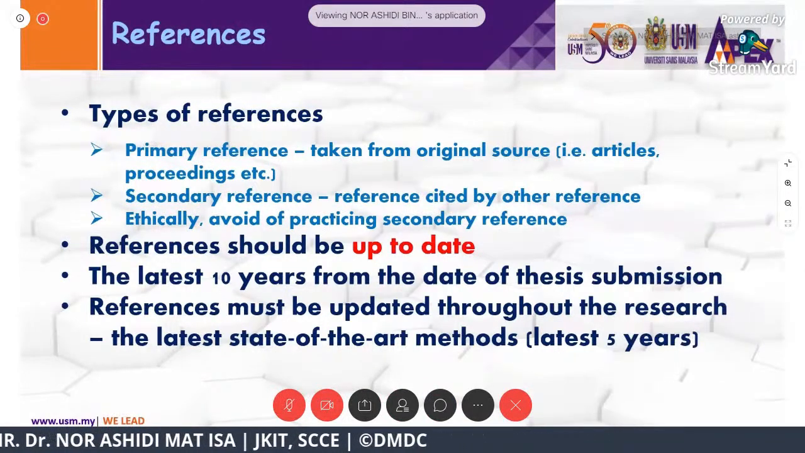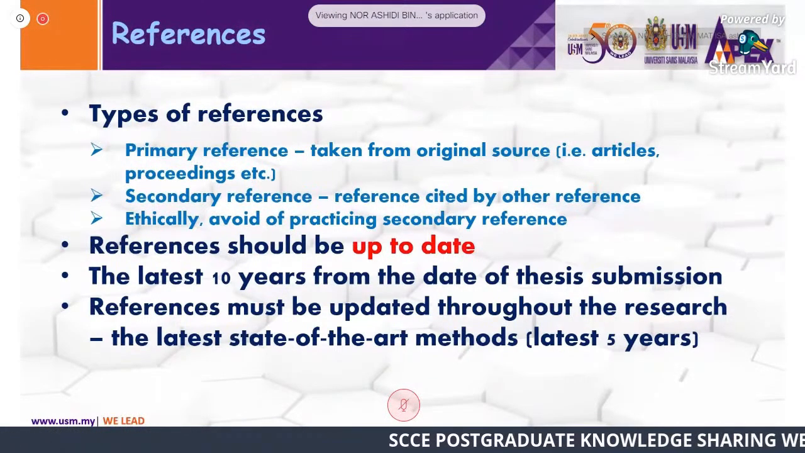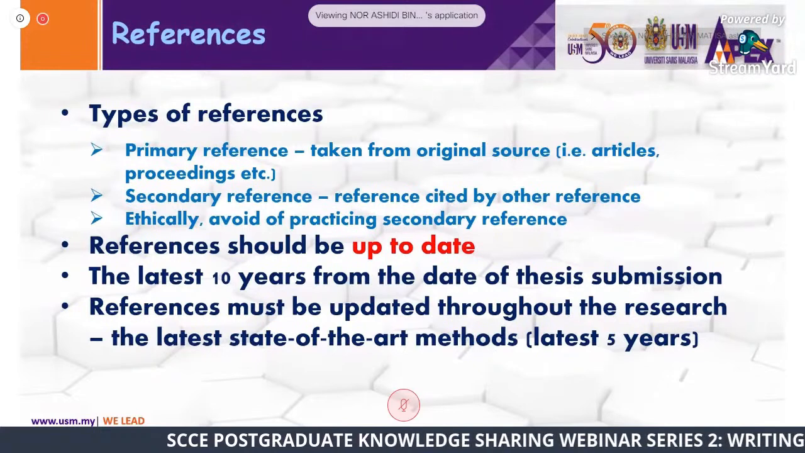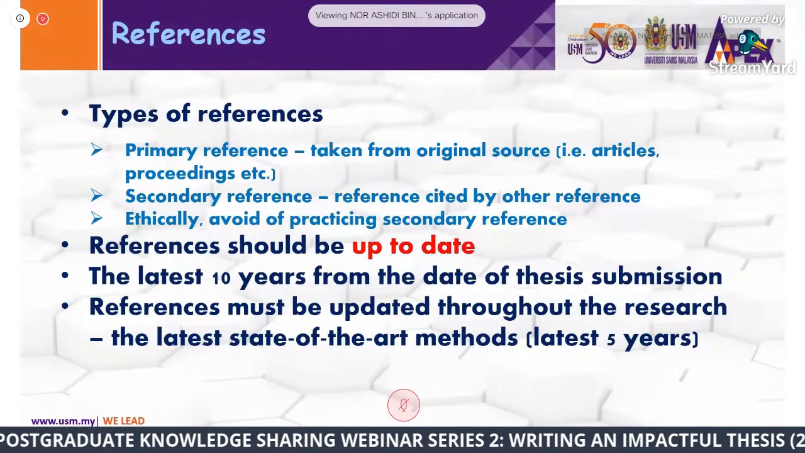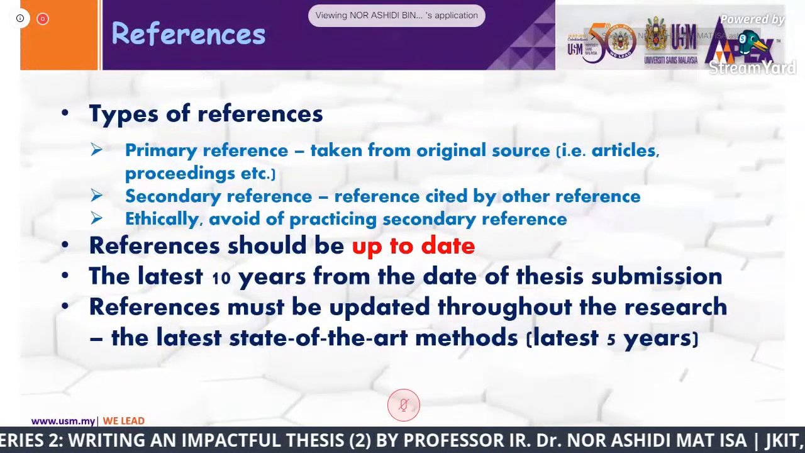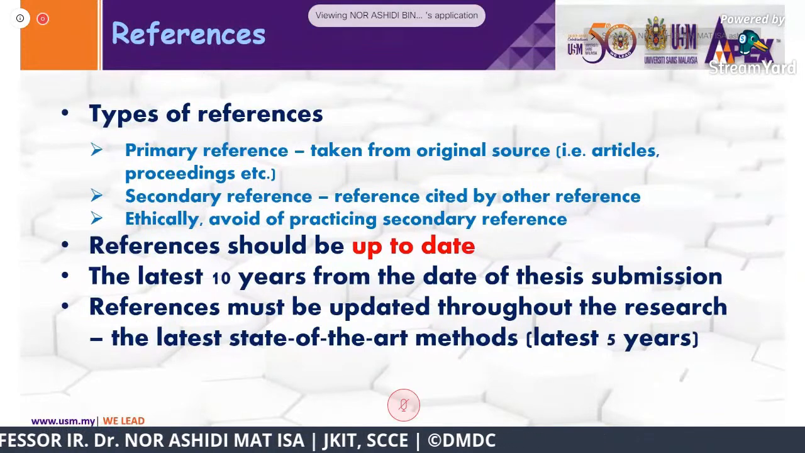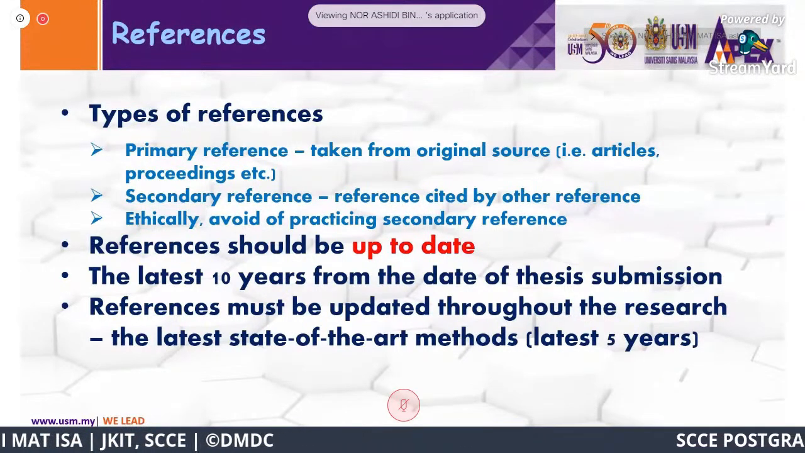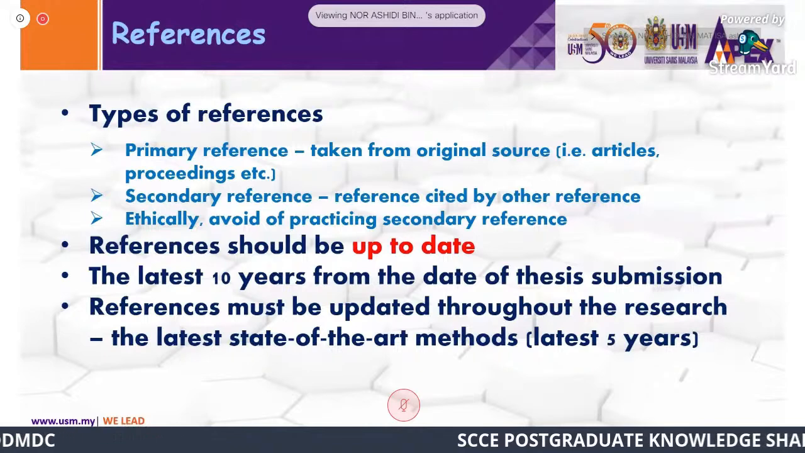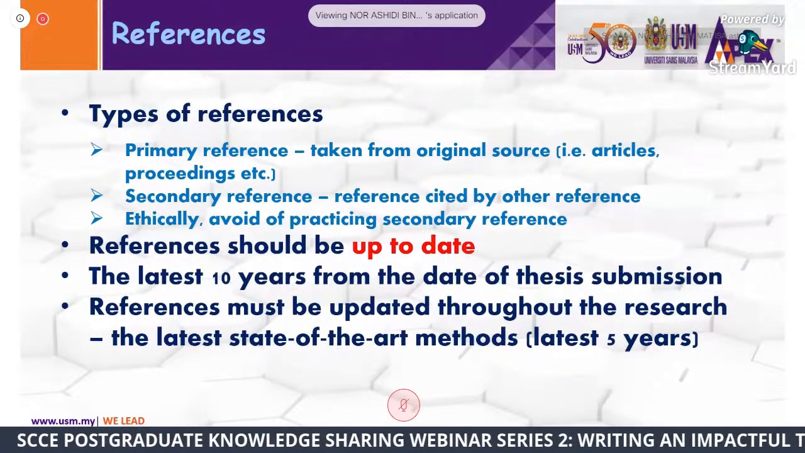The secondary reference is a reference cited by another reference. Let's say I have a paper. My paper is my paper. I stated in my paper that MLP has a better performance as compared to RBF. Okay, so I cite one reference. Then you read my paper.